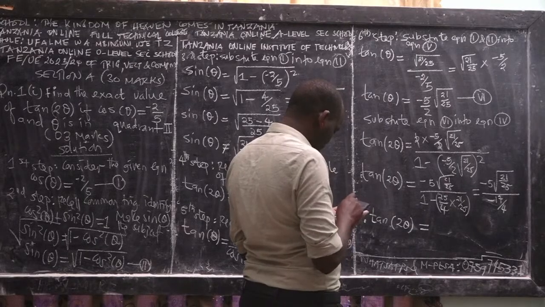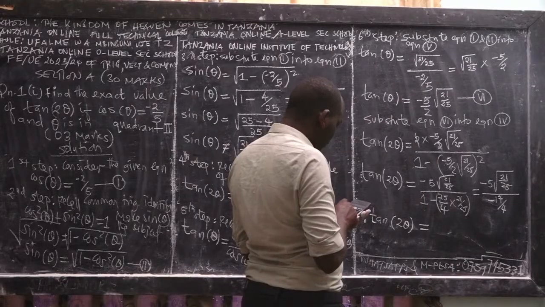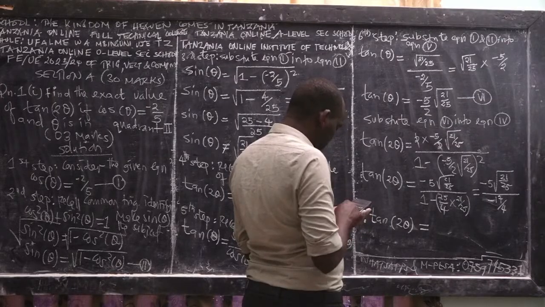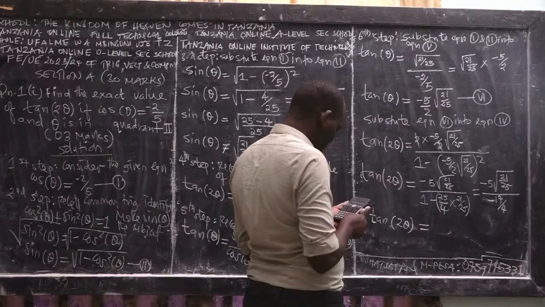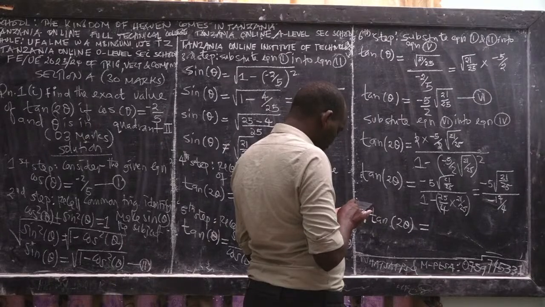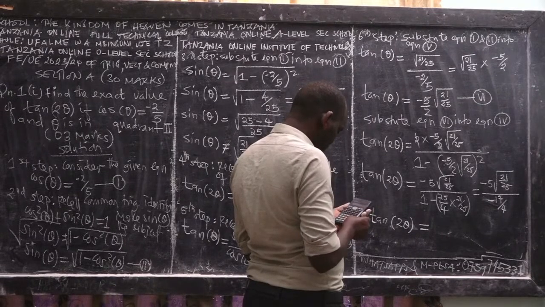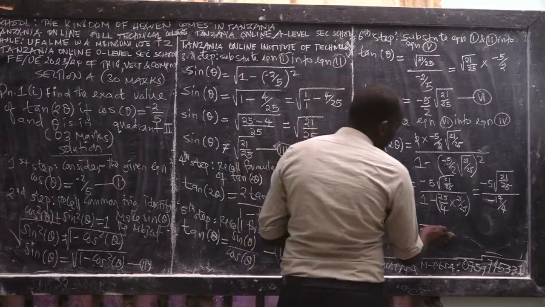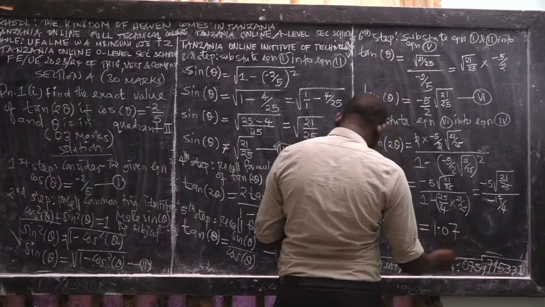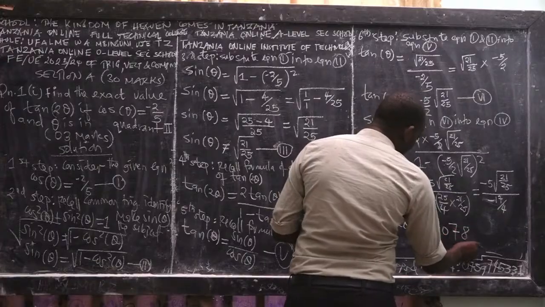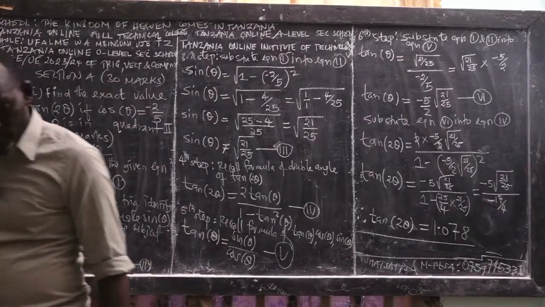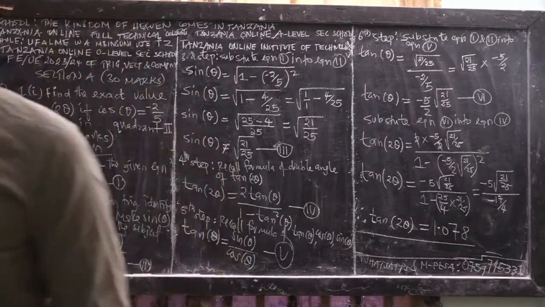So 21, let us find 21 over 25. Then find its square root. Multiply by negative 5. Multiply by 4. Divide by 17. So it will be in decimal places. So it is 1.078 in 3 decimal places. 3 decimal places. Okay?